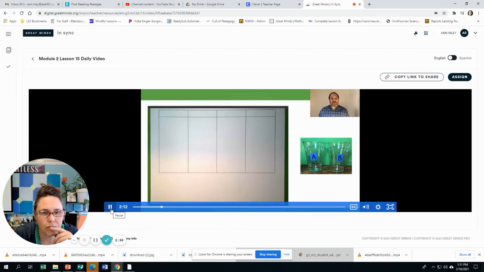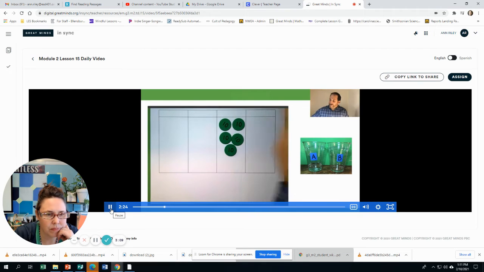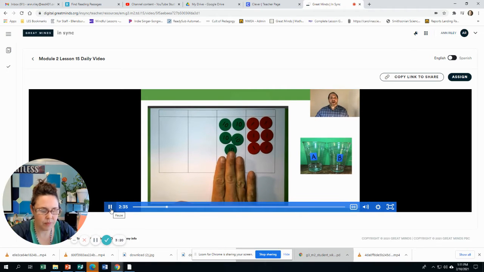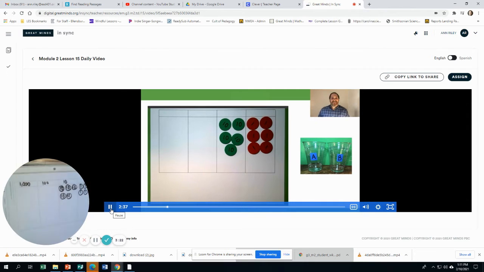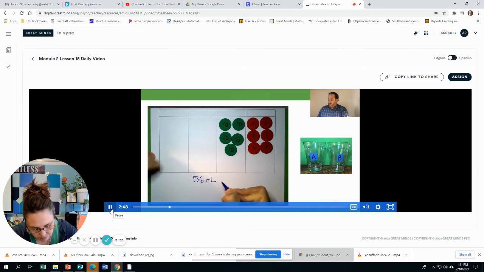The first thing I need to put on my place value chart is the 56 milliliters in cup A. Since I know that 56 is 5 tens, 1, 2, 3, 4, 5, 5 tens, and 6 ones, 1, 2, 3, 4, 5, 6, I'm going to place that on my place value chart with 5 tens and 6 ones. I'm also going to record that in the workspace at the bottom by writing 56 milliliters.